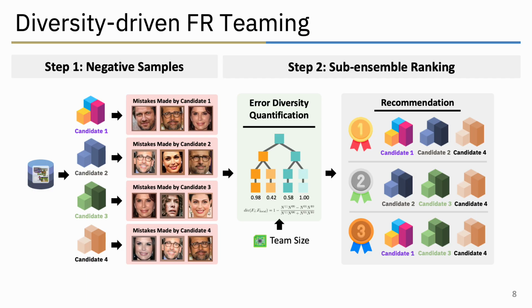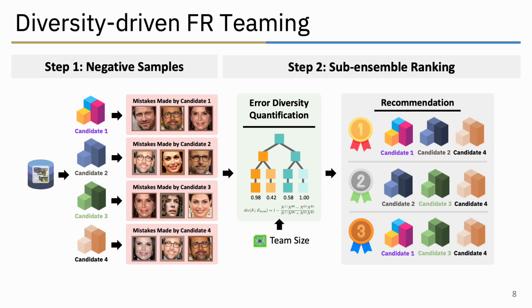To overcome this challenge, we introduce a diversity-driven technique for FR teaming. The idea is that if PMask is generated to protect against very different FR models, then it is more likely that it will also be effective in some other FR models unknown to us. To find out those different FR models, we use error diversity. In particular, for each FR model in the collection, we use a public dataset to find out those facial images where the model makes mistakes.